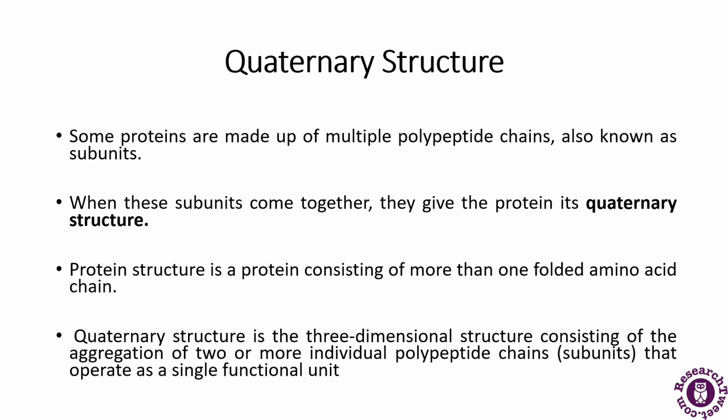Now the quaternary structure. What is it? There are some proteins that are made up of multiple polypeptide chains, known as subunits. These subunits, when they come together, give rise to the quaternary structure. It is a protein consisting of more than one folded amino acid chain, a three-dimensional structure consisting of aggregation of two or more polypeptide chains that operate as a single functional unit.